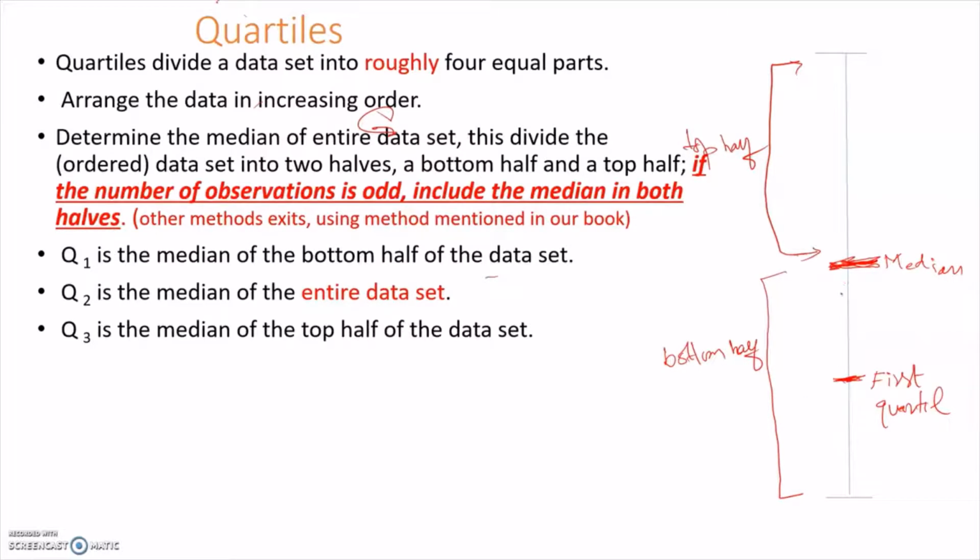What is the first quartile? It is the median of the bottom half. This is our bottom half, and the median of the bottom half is called the first quartile, and it's also represented by Q1. Now just focus on the top half. This is the top half. The median of this top half is called the third quartile or upper quartile, and it's also represented by Q3.